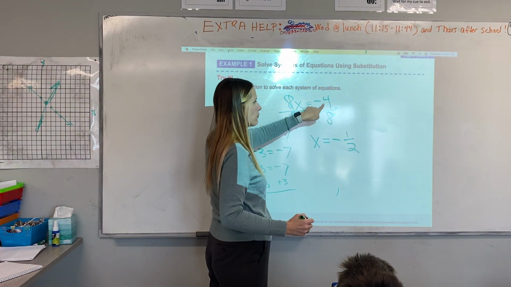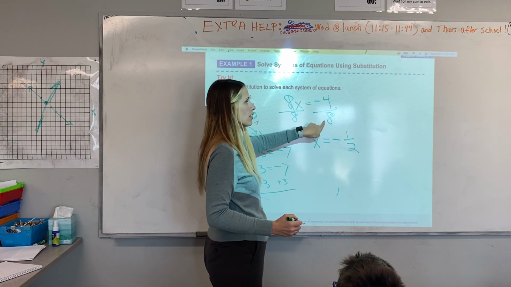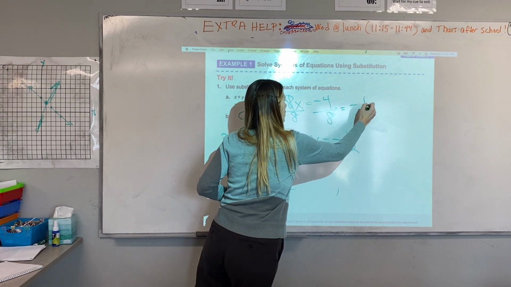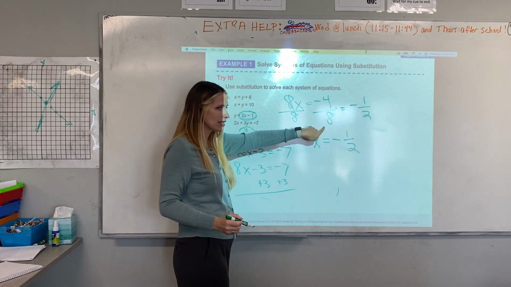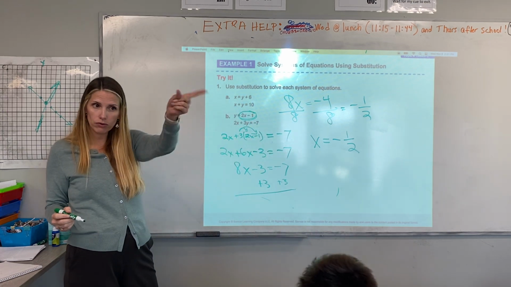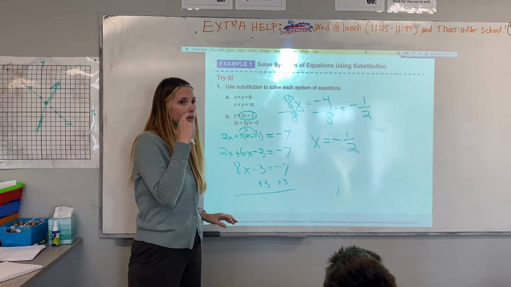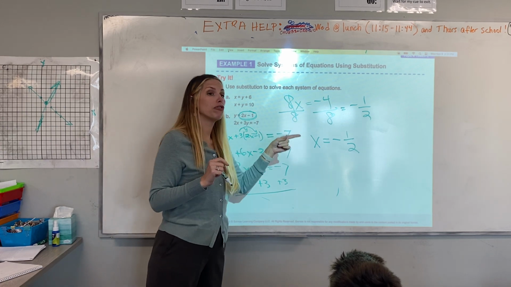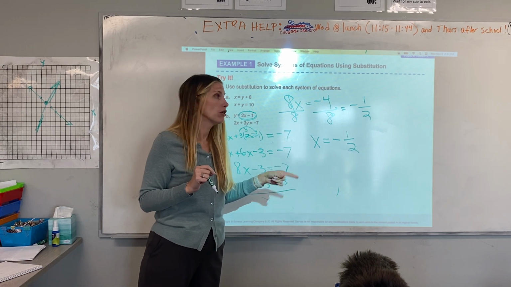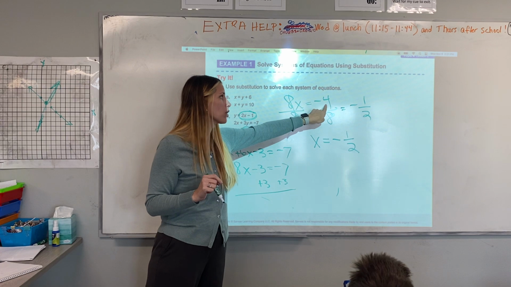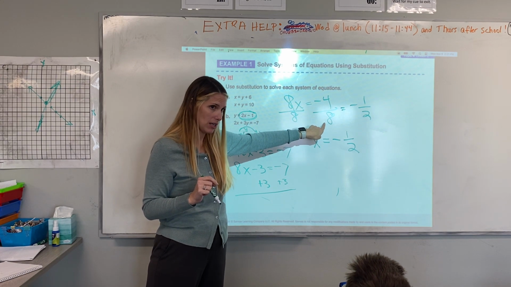Remember, it's 4 over 8. You can't divide the denominator by the numerator. That's breaking all the rules. 8 over 4 would be 2. 4 over 8 is 4 divided by 8.